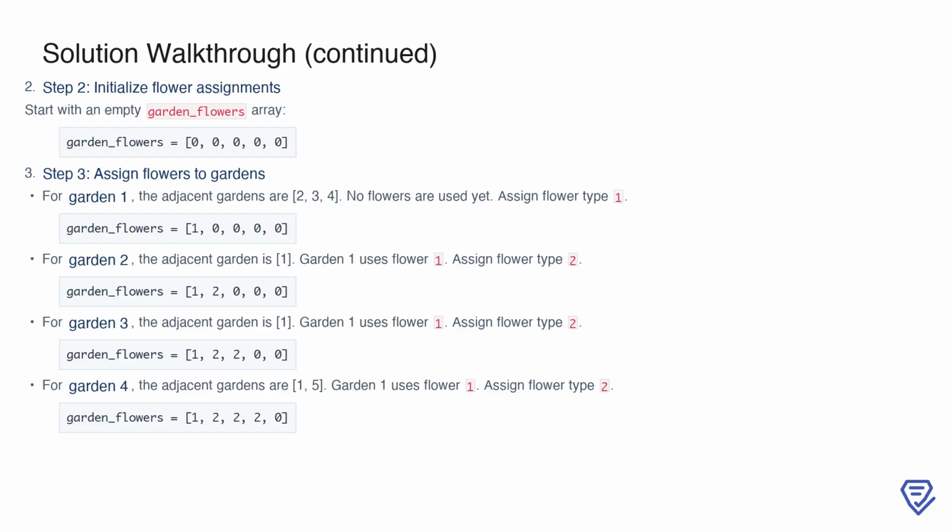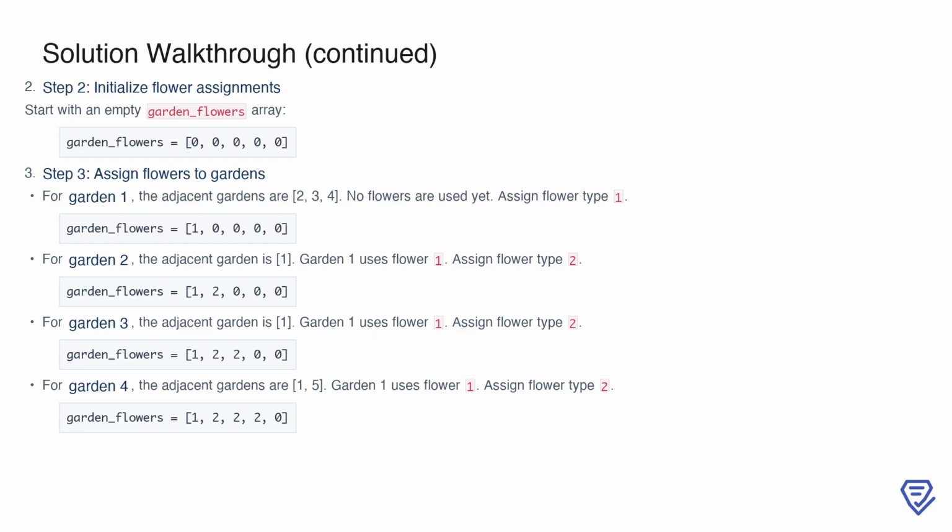Next, we initialize the garden_flowers array with zeros for all gardens. For garden 1, the adjacent gardens are gardens 2, 3, and 4, none of which have flowers assigned yet. We assign flower type 1 to garden 1, updating the garden_flowers array to 1, 0, 0, 0, 0.